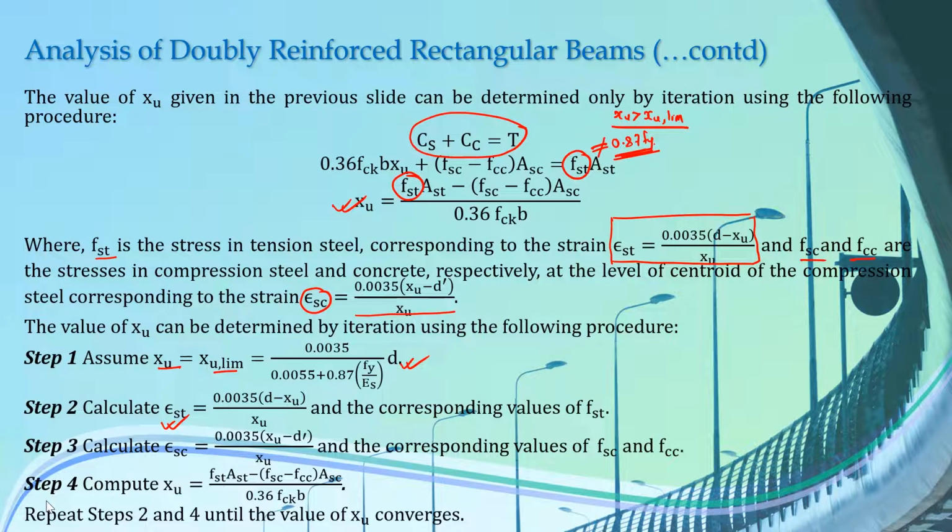But if our beam is found to be under-reinforced, now we have to determine what is the actual strain level in our steel also. So determine epsilon ST using this relation here. We know the value of XU from our first step, and corresponding to that epsilon ST, find the value of stress in your steel, that is FST, and similarly calculate the value of epsilon SC, that is the strain in your compression steel, and then find the value of FSC and FCC. Now finally compute the value of FU, which is given by the formula here. In this case also you have to repeat these steps until the value of XU converges.